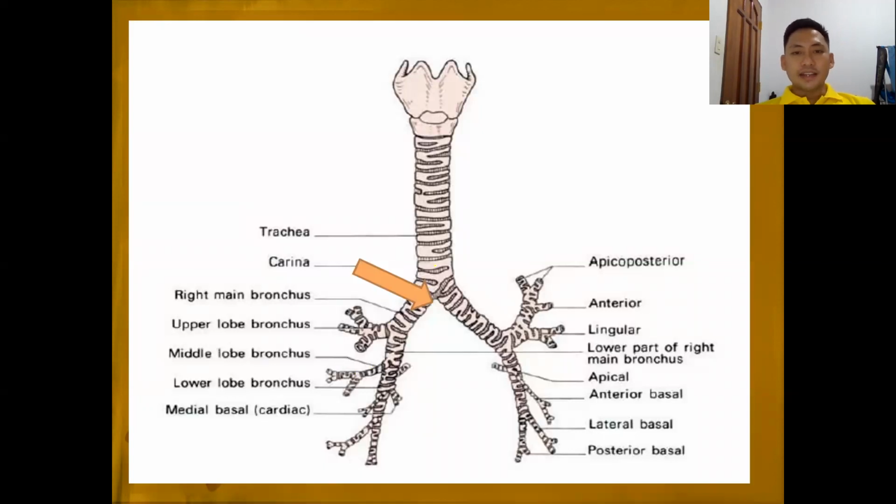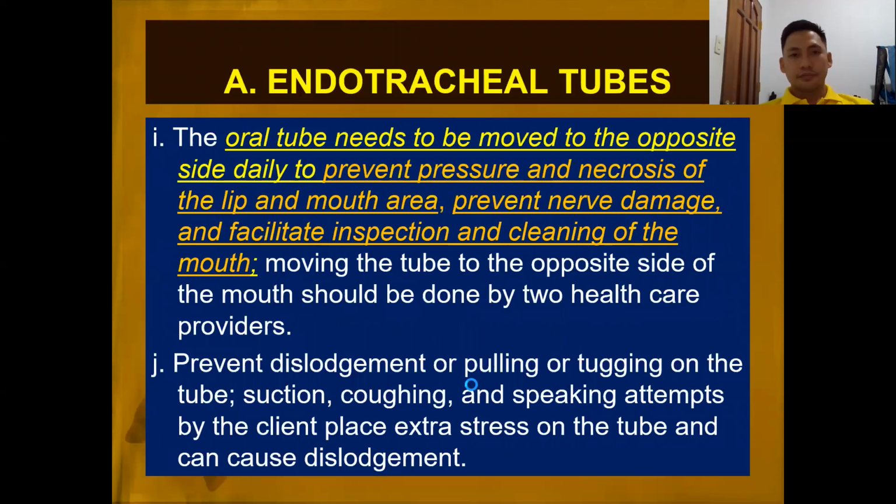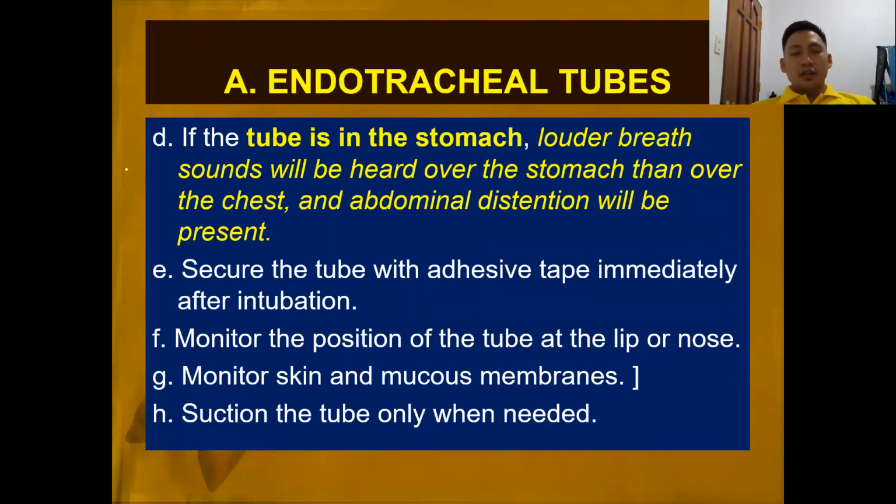So this is the carina. Ayan, nakita niyo dyan. This is the bifurcation. So dapat 1 to 2 above the carina ang tube. Hindi sa primary bronchi. So if the tube is in the stomach, louder breath sounds will be heard over the stomach than over the chest, and abdominal distension will be present.